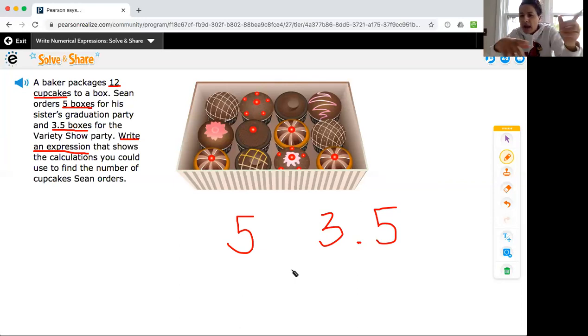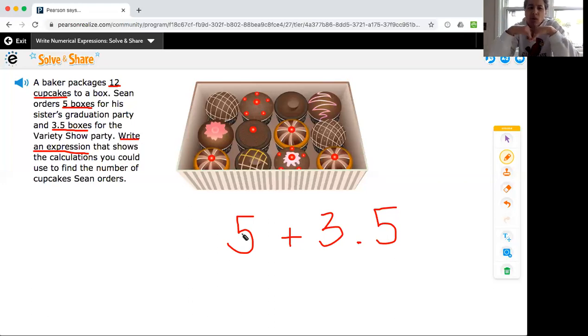So how do I figure out how many boxes he's going to get all together? What operation will we do to figure that out? Addition. So I put my addition sign here. There we go. We have 5 plus 3.5. Okay, and remember the 5 represents the 5 boxes and the 3.5 represents the 3.5 boxes. All right, but we're not done yet because that doesn't tell us how many cupcakes he's going to have. So what do you think the next step is?